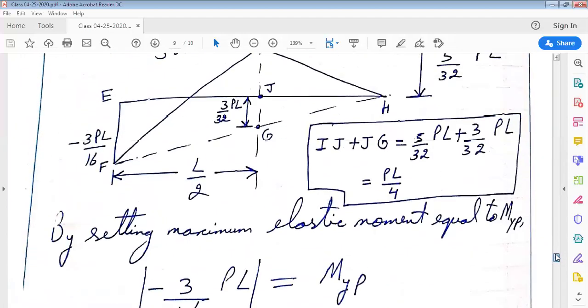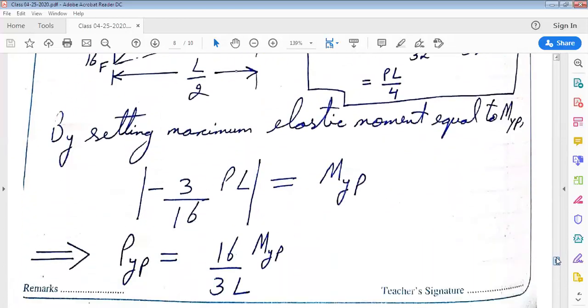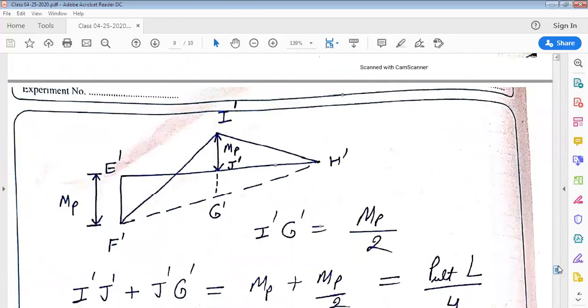Let us look at the same diagram again. We have drawn the same diagram again, but here we have used the concept of plastic limit analysis. According to the plastic limit analysis, the maximum moment which can occur in the structure is the plastic moment MP. So you can see the moment at the left end, that is E dash F dash, is MP, and the moment at the center I dash J dash is again MP.